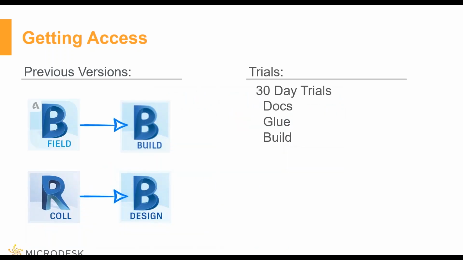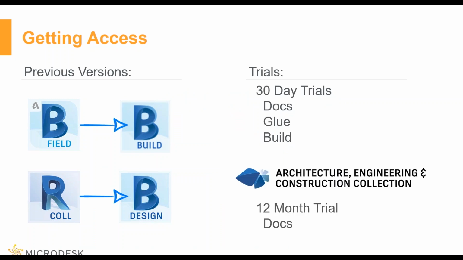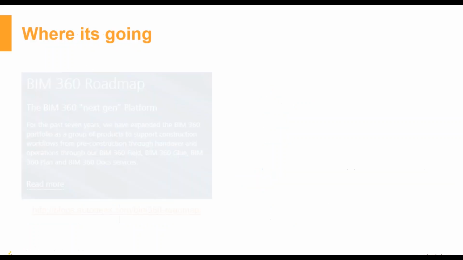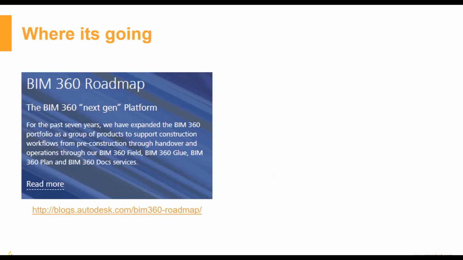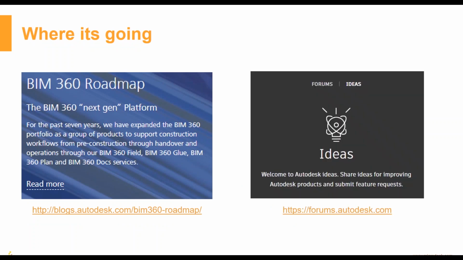Now, in addition to that, there currently are trials for Docs, Glue, and Build. There may be a trial coming in the next couple of months for Design. Not sure about that. And if you do own the AEC collection, there is actually the ability to get a 12-month trial of Docs if you haven't had that before. There is also a roadmap that Autodesk has been publishing, and there is a place if you want to post out ideas, if you feel it needs certain things.